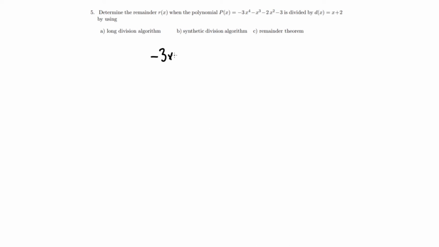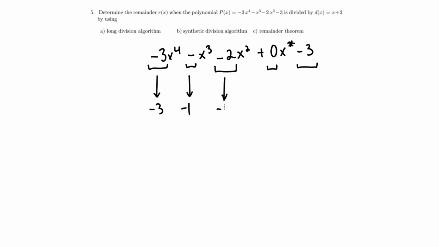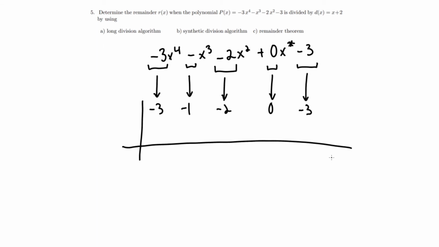The next method is the synthetic division algorithm. It is a shorthand method for dividing a polynomial by a linear divisor x minus b. First, the coefficients of all the terms in the dividend are brought down, including the ones that are 0. This method involves the multiplication of b, which in this case is -2, by numbers found in the algorithm.